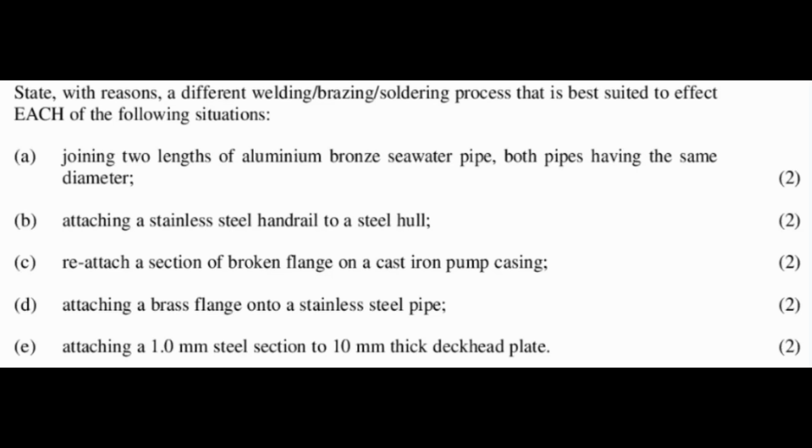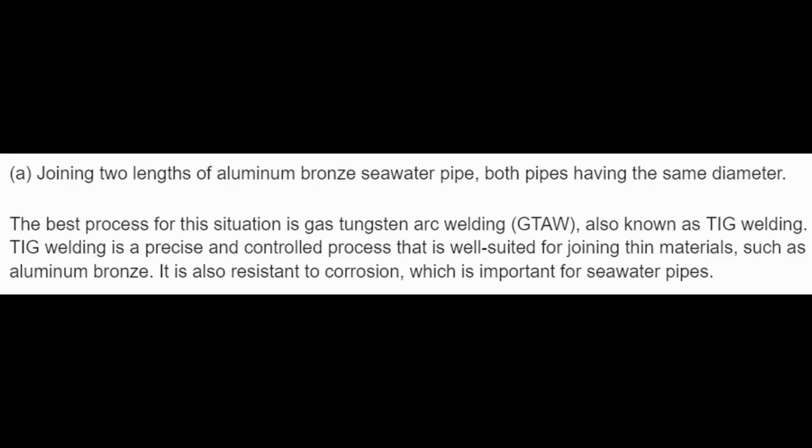C. Reattach a section of broken flange on a cast iron pump casing. D. Attaching a brass flange onto a stainless steel pipe. E. Attaching a 1 mm steel section to a 10 mm thick deckhead plate. A. Joining two lengths of aluminium bronze seawater pipe, both pipes having the same diameter.